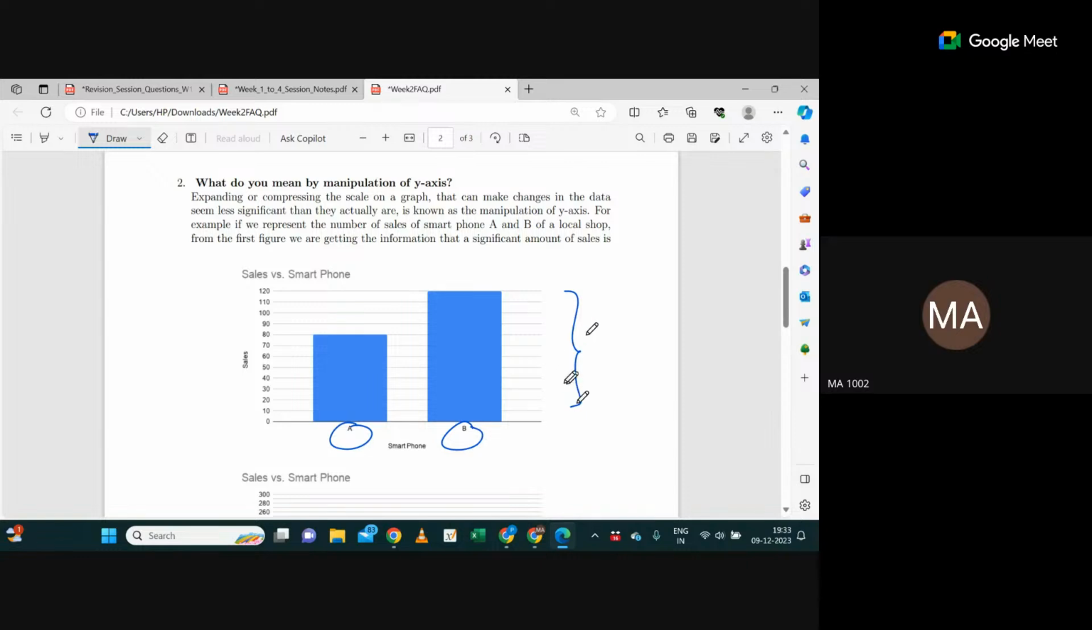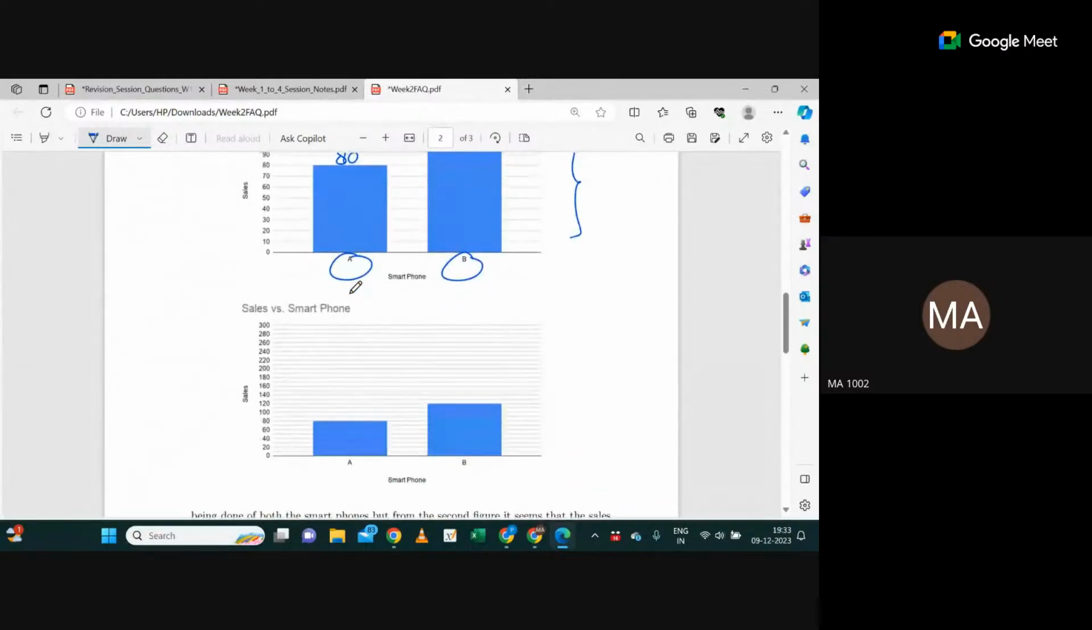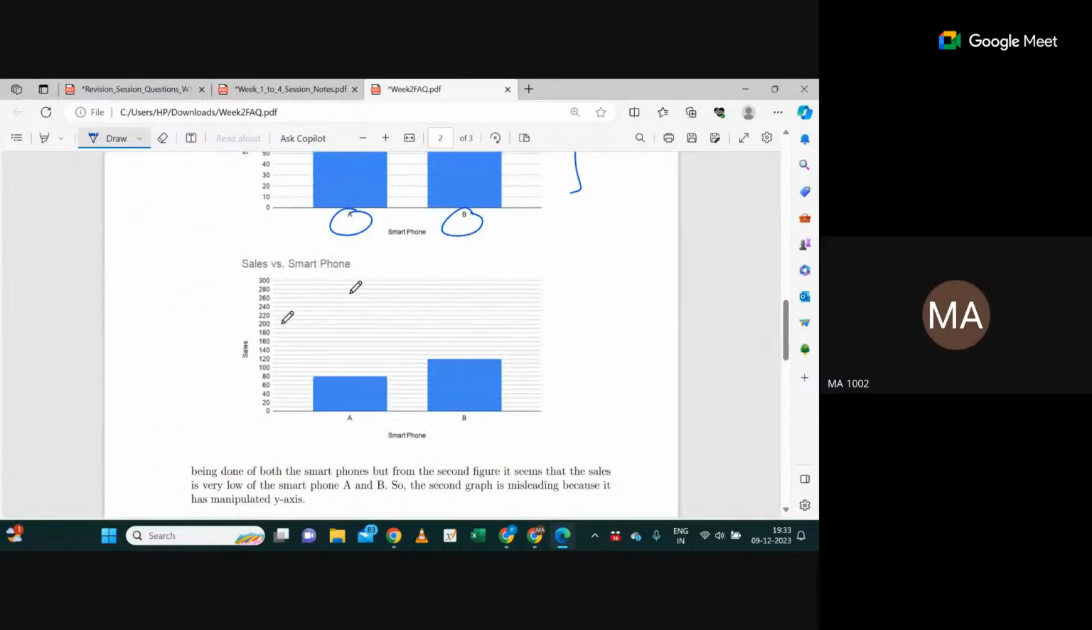I can simply infer there is a significant amount of sales for B compared to A. For B it's 120, for A it's 80. Yes or no? But in this graph, they have done some manipulation on the y-axis. They have expanded the y-axis. By seeing this graph, at first glance it seems like very low sales for smartphone A and smartphone B, right?